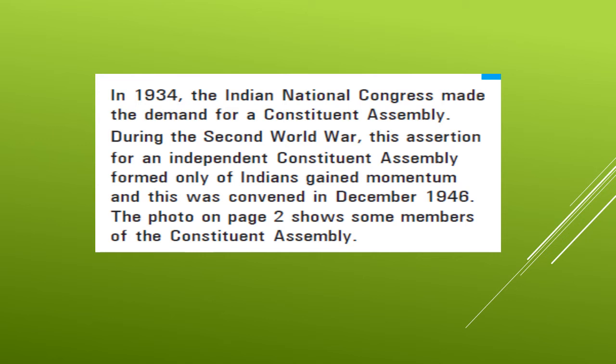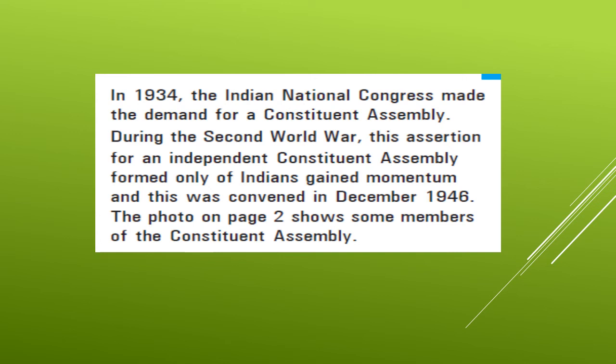During 1934, the members of INC demanded a Constituent Assembly for India. India and Indians had an urge for independence, and they wanted to be free from British rule. So let's discuss what a Constituent Assembly is. A Constituent Assembly or Constitutional Assembly is a body of elected representatives assembled for drafting a constitution for that particular country. Here Indians also wanted their representatives to make their own law for India.